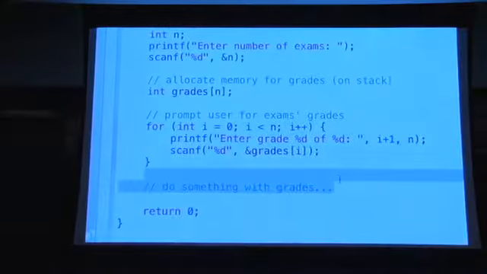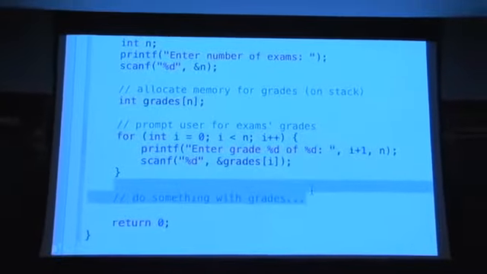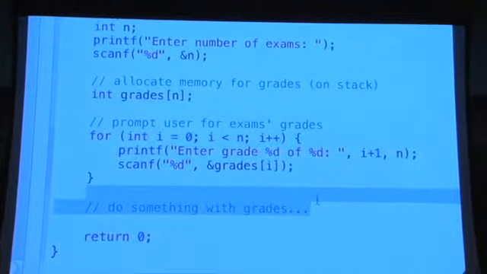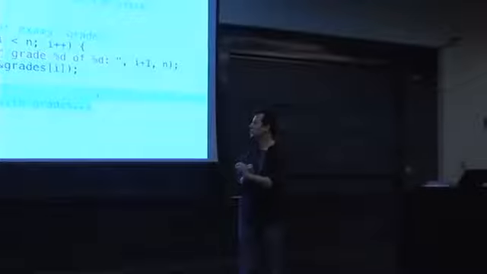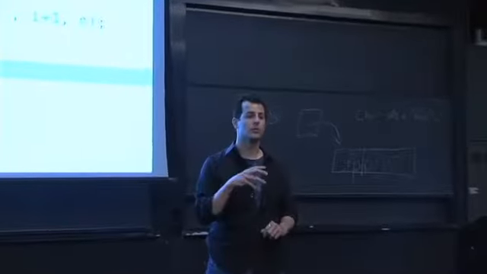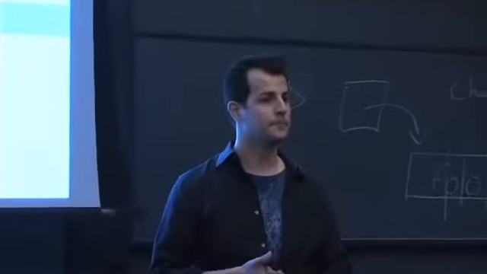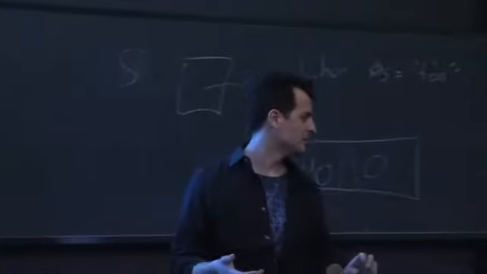And now if I scroll down, the example wouldn't get any more interesting. We could do something with the grades now, like average them or print them out. But the key takeaways here are how we use arrays and how we read values into things by way of address. Any questions?